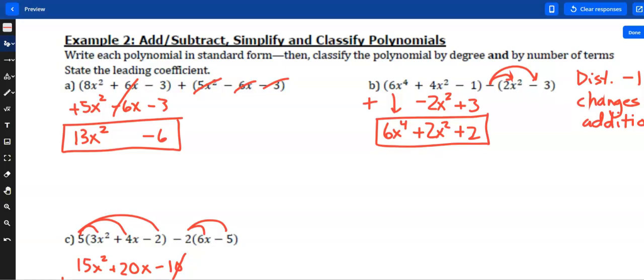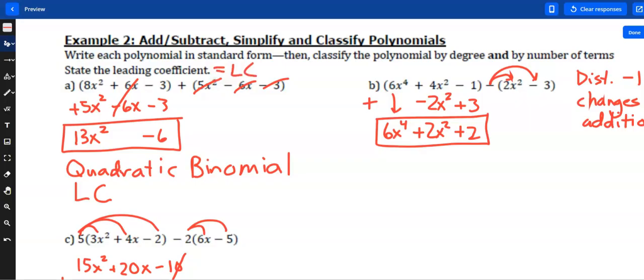So the first one is a quadratic binomial, because there's 2 terms. And state the leading coefficient. I'm just going to abbreviate leading coefficient with LC. Hopefully that makes sense. So my leading coefficient here is 13.